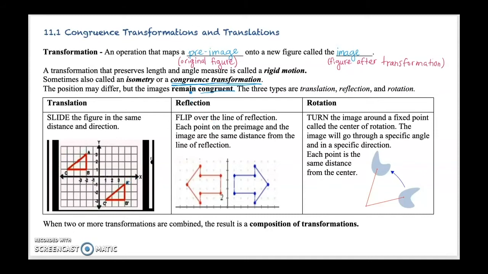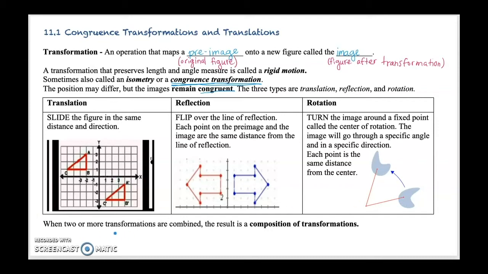So reflection, it works like it would in a mirror, but people often think of this as a flip. So you've taken this arrow and you've reflected it over the y-axis here. So each point on the image and the pre-image are the same distance from the line that it is reflected across. And then a rotation, you just turn the image around a fixed point. So if this were your fixed point, you've taken this image here and rotated it around that point to some degree. So it goes through a specific angle and a specific direction, and then each point is the same distance from the center. So this point here is just as far away from the center as this point here.